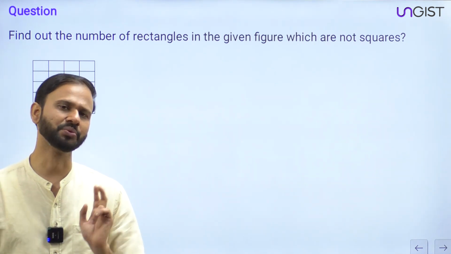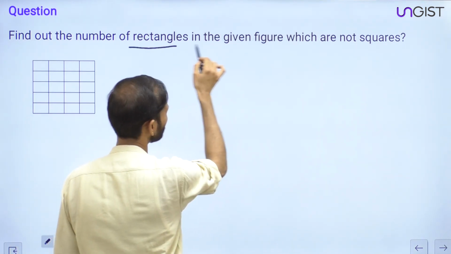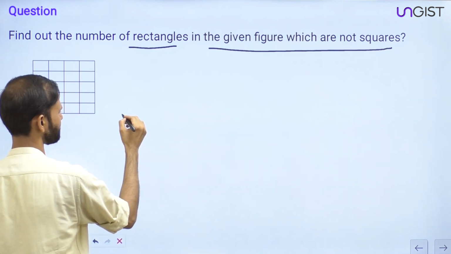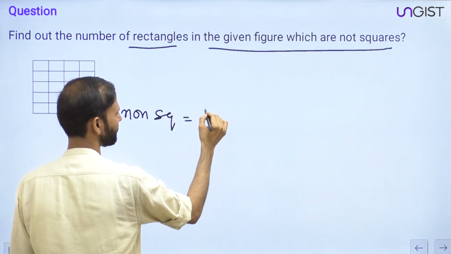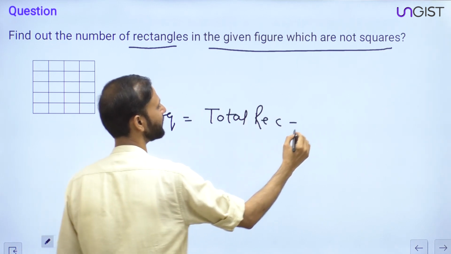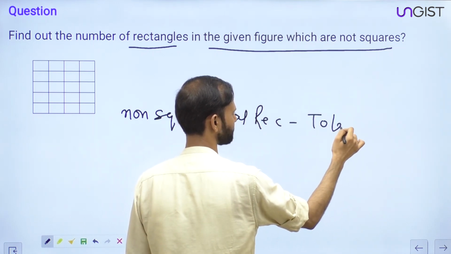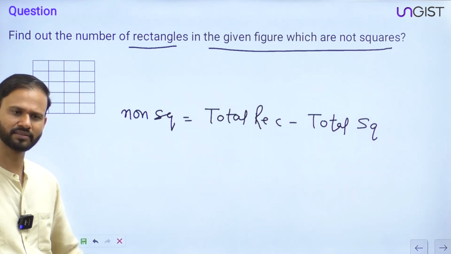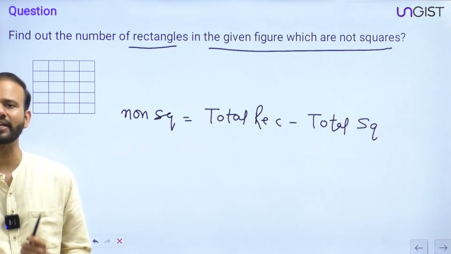Here, what we need to do? The question is saying, find out the total number of rectangles which are not square, right? So we need to find the non-square figures. For this, we need to find the total rectangles minus total squares, right? Correct? This we need to do to find the answer. Guys, clear?